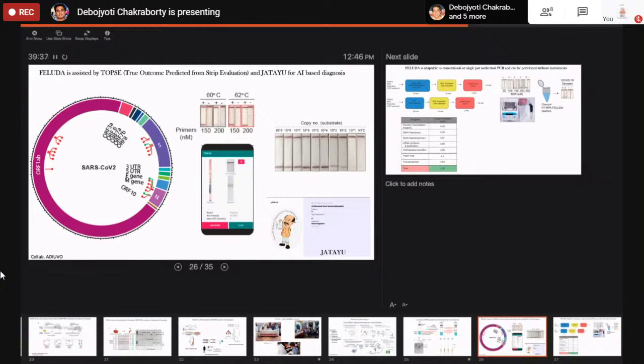And because we really wanted to make this open source so that other people can design primers for other genes and use it for their own applications, we had something called Jatayu, a web server which is a junction for the analysis and target design of your Feluda assay, where you put in your sequence of interest, whatever gene that you want, and you would get a readout as to how to design the Feluda assay.